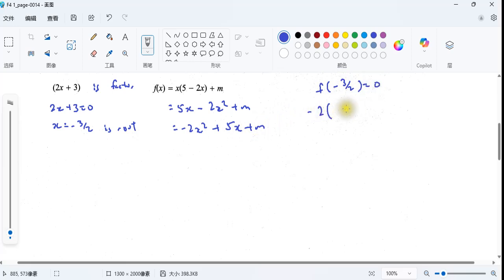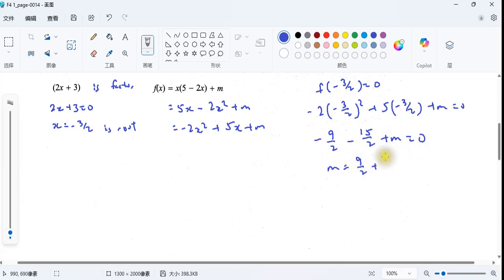So negative 2 times negative 3 over 2 squared plus 5 times negative 3 over 2 plus m equals 0. Then we will have negative 9 over 2 minus 15 over 2 plus m equals 0. So m equals 9 over 2 plus 15 over 2, which is 12. Okay.